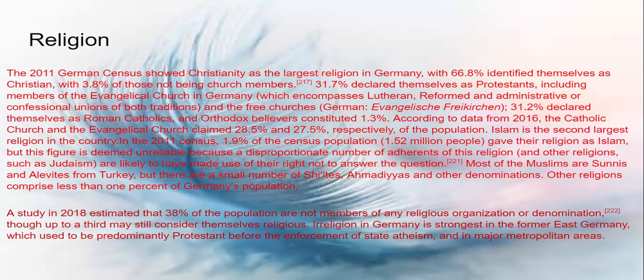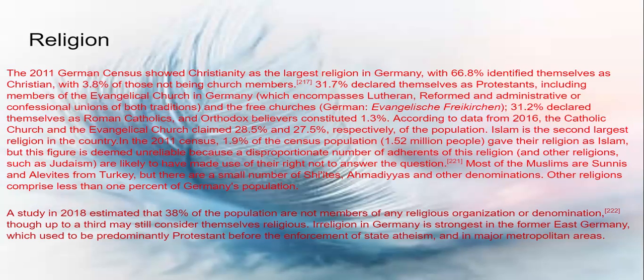And don't forget, most of the Muslims are Sunnis and Alawites from Turkey. There's a lot of Alawites also in western Syria, but there's also a small number of Shias, mostly from Iran, Ahmadiyyas, and other denominations. Keep in mind, Ahmadiyyas, a lot of Muslims consider themselves not as being Muslim, but a different religion. A study in 2018 estimated 38% of the population are non-members of any religion, organization, or denomination. Something to look forward to.